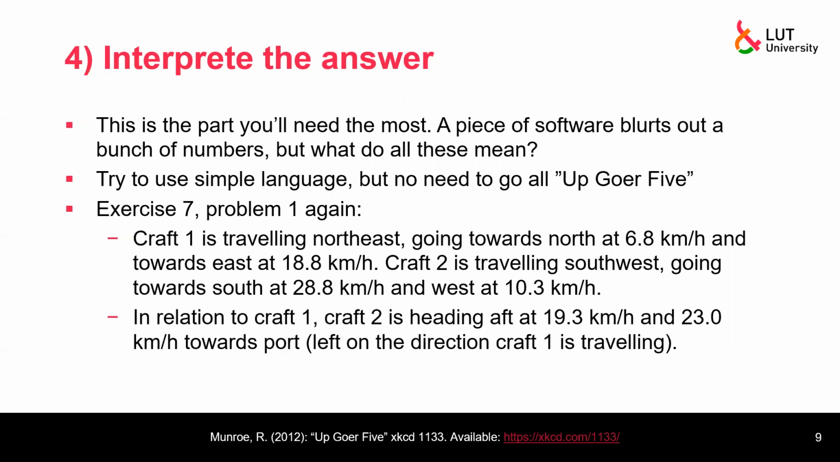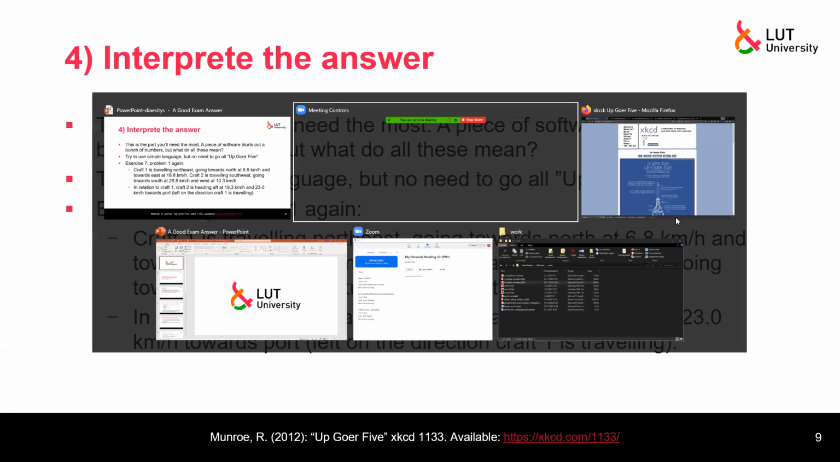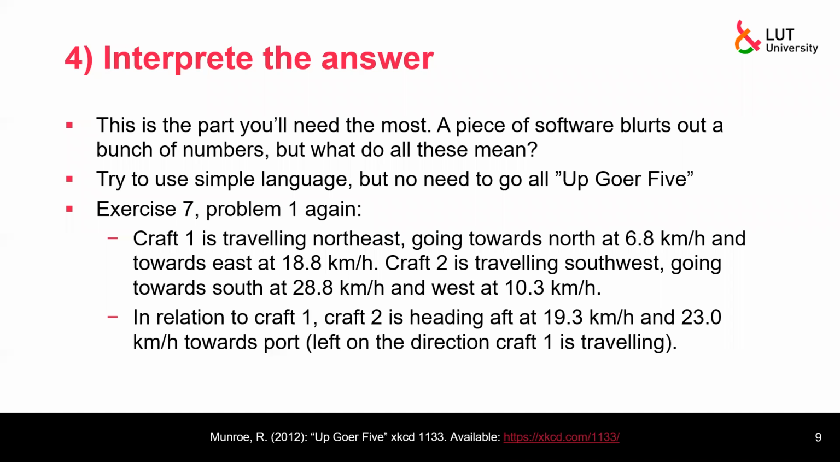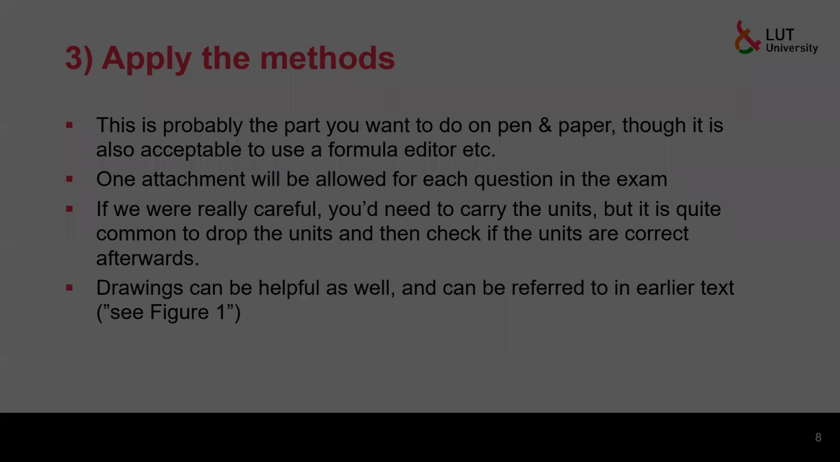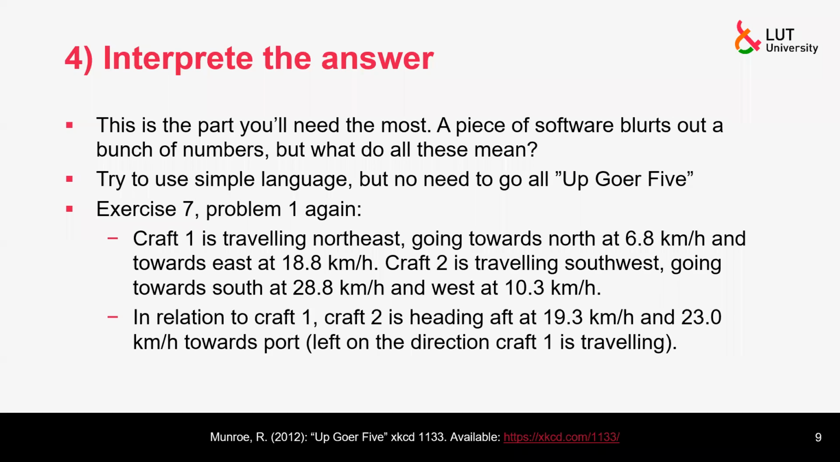Upgoer 5, I'm going to briefly show you. Well, let's go through the slide first. So we had this previous problem. We've applied the methods, and in the previous step, I didn't show that, but this would be showing your work. That's mostly what you've got in the sample solution on Moodle. And then we would list that craft 1 is traveling northeast, going north. So that's the component in that direction, and going towards east, that's the component in that direction. And then the component of craft 2. And then in relation to craft 1, craft 2 is heading in that and that direction.